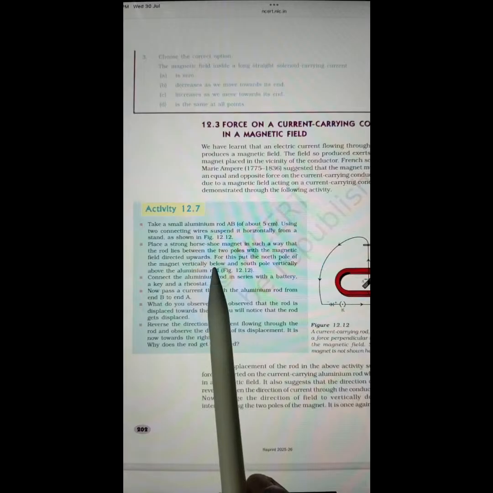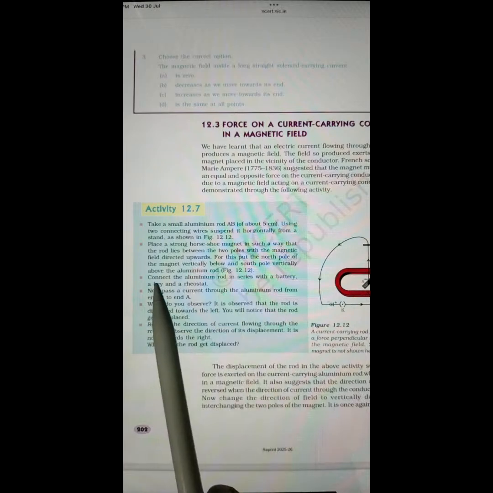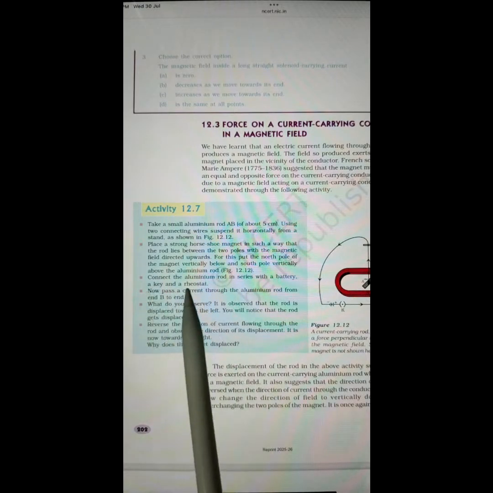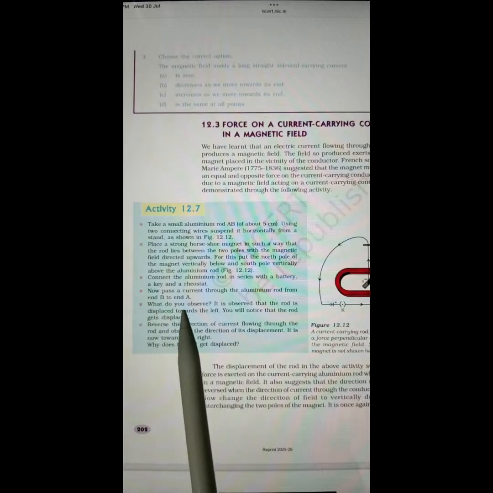Activity 12.7. Take a small aluminium rod AB of about 5 cm, suspended horizontally from a stand using two connecting wires, as shown in figure 12.12. Place a strong horseshoe magnet in such a way that the rod lies between the two poles with the magnetic field directed upwards. For this, put the north pole of the magnet vertically below and the south pole vertically above the aluminium rod. Connect the aluminium rod in series with a battery, a key, and a rheostat. Now pass a current through the aluminium rod from end B to end A.